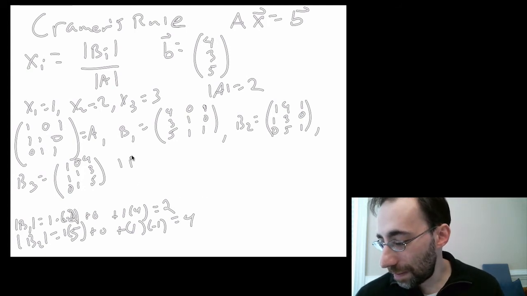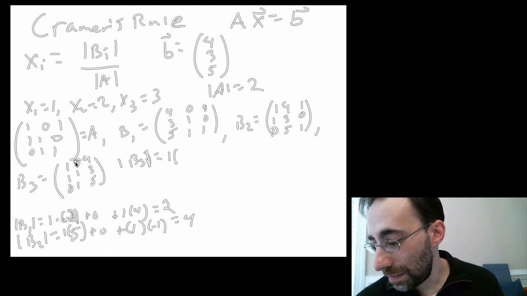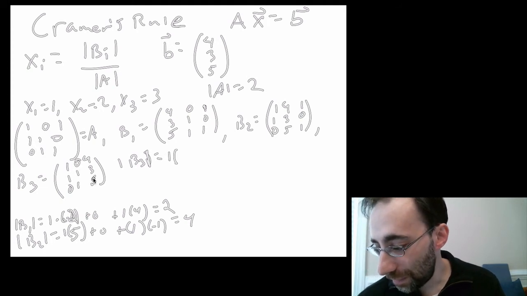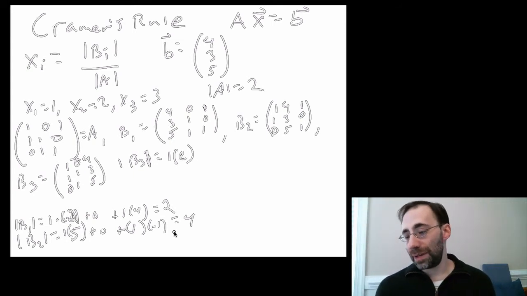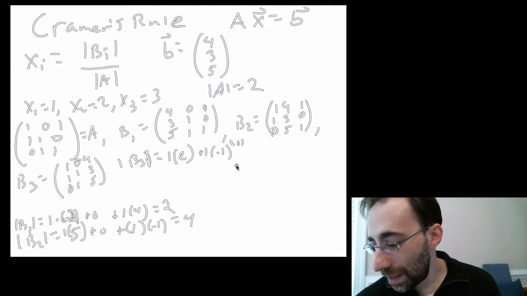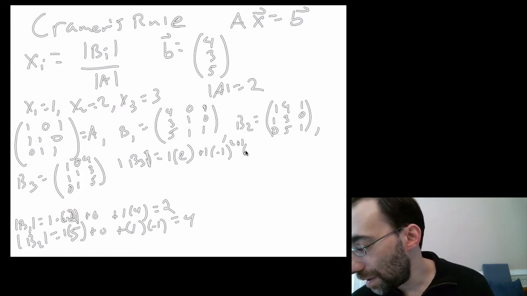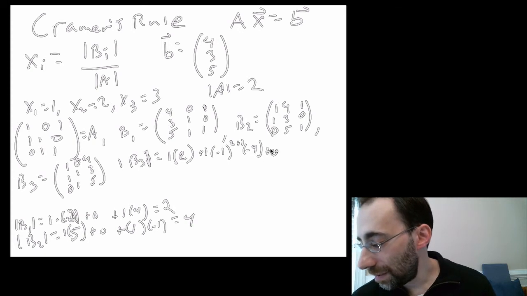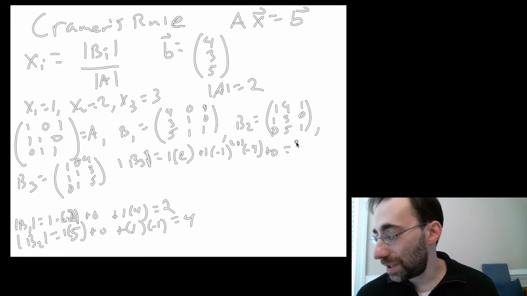And finally, B3 determinant. Now let's expand around the first column. So that's 1 times, get rid of the first row and the first column. You have 5 minus 3 is 2. Now the second one, the sign flips because it's plus 1 times negative 1 to the 2 plus 1. That's negative 1. Get rid of the second row, first column. You get 5 times 0 is 0. Minus 4 is negative 4. Plus 0, because the last one is 0 down here. That equals negative 1 times negative 4 is 4, plus 2 is 6.